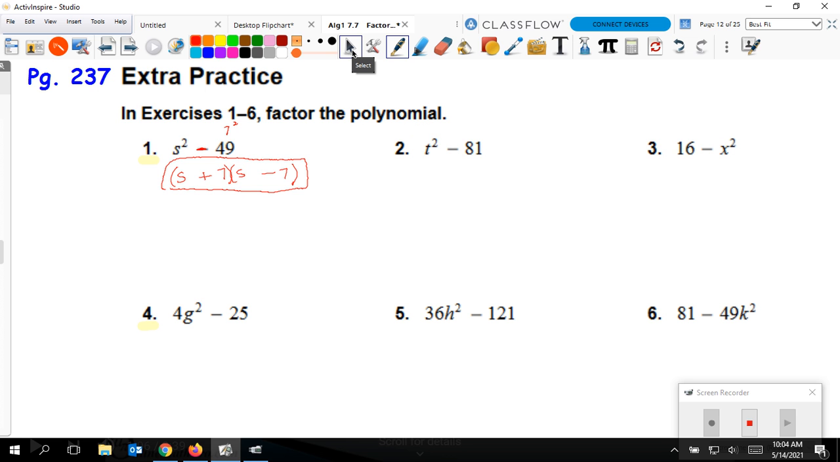Okay, so hopefully you have an answer for 2 and 3. So 2 has got t squared minus 81. 81 is 9 squared, so it's going to be 9 and 9. So t and t up front. The two 9s, 9 times 9 is 81, 1 plus, 1 minus.